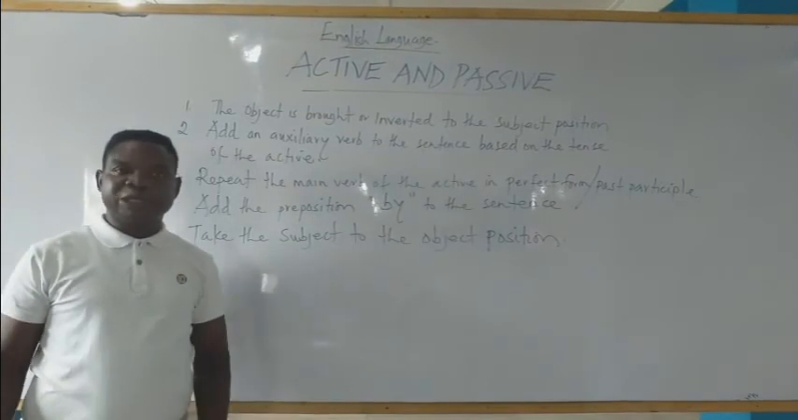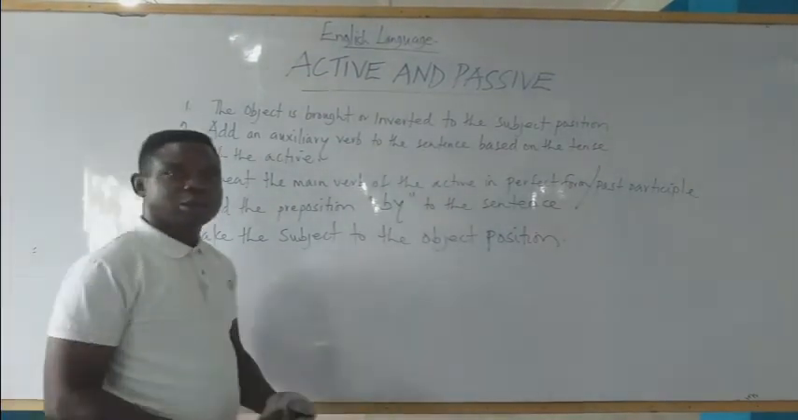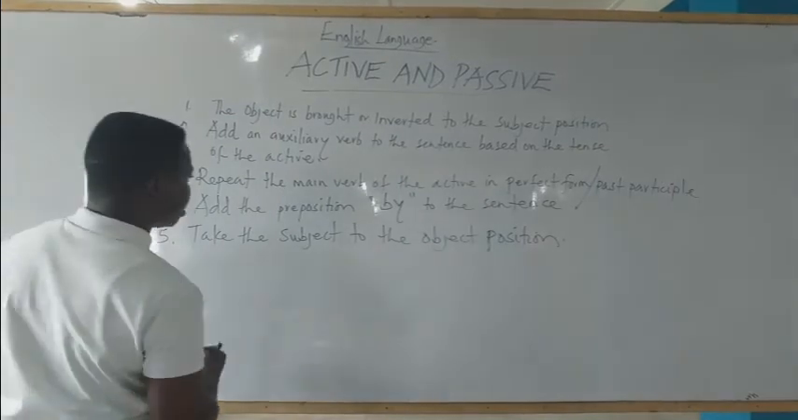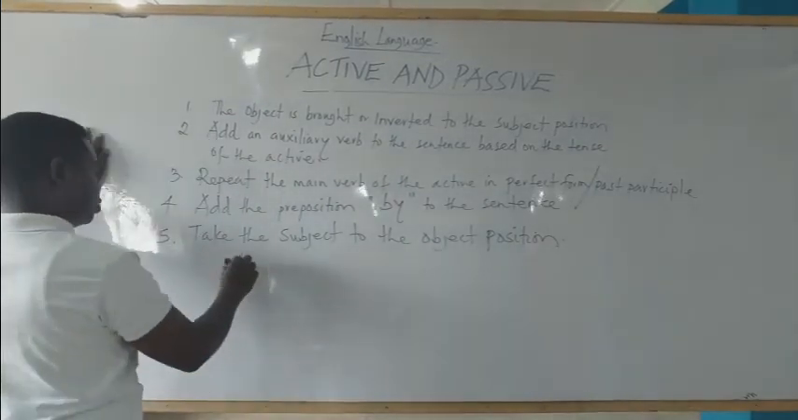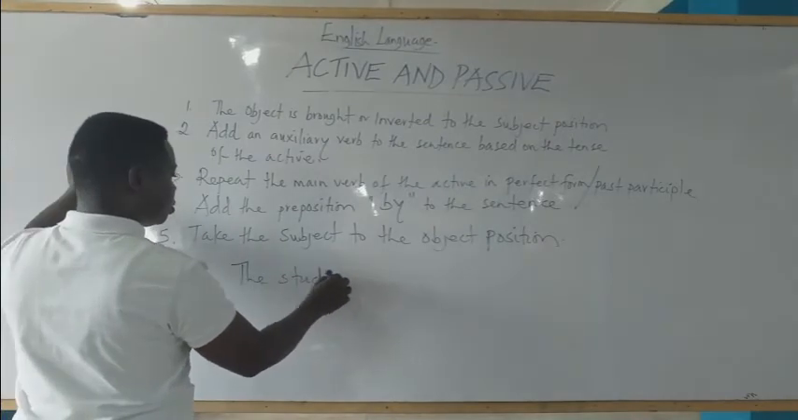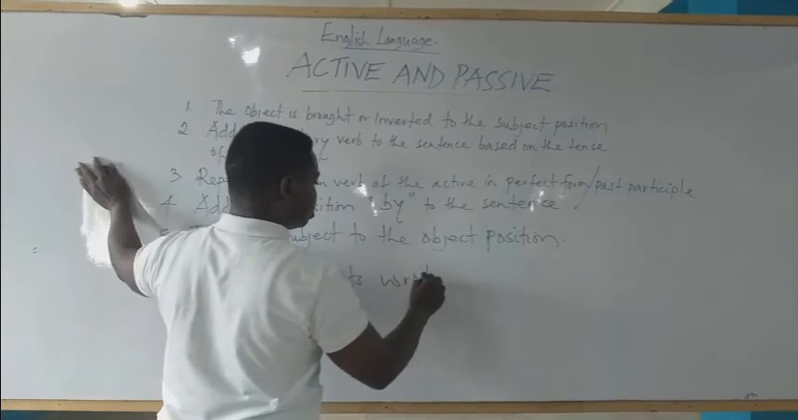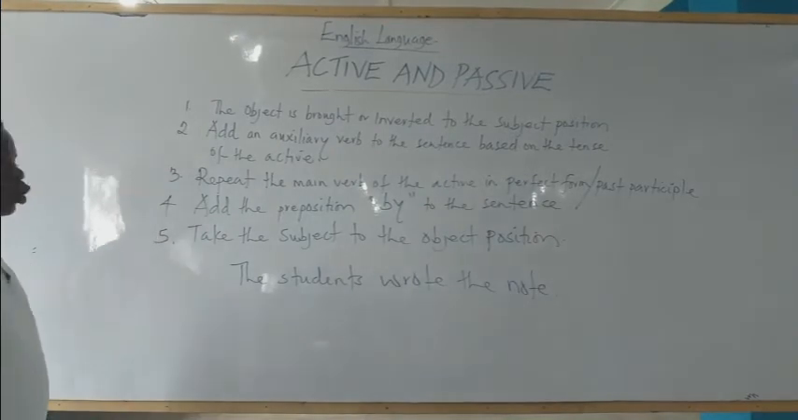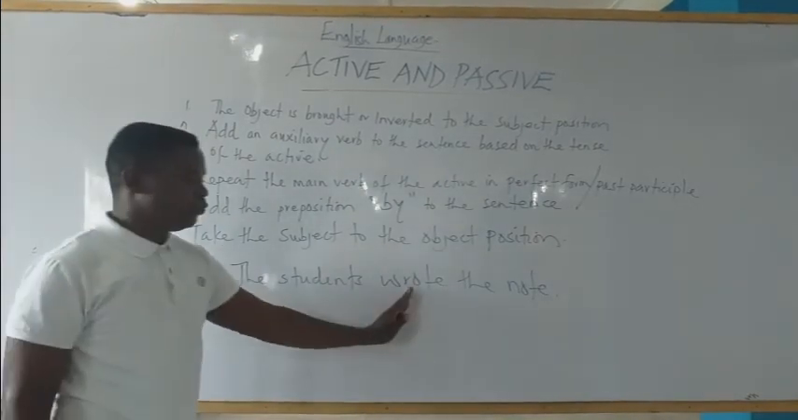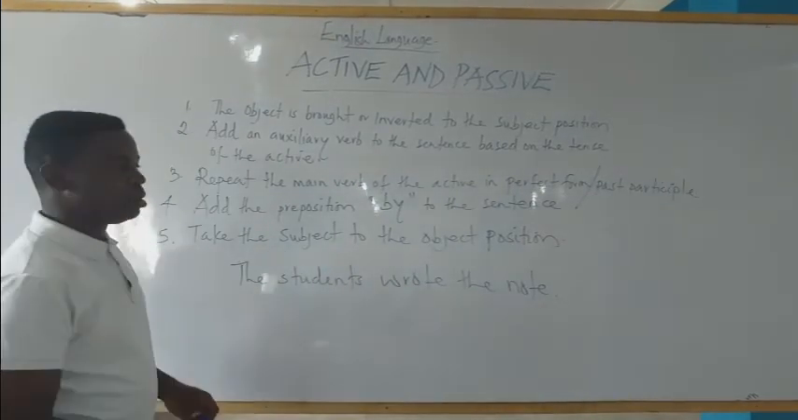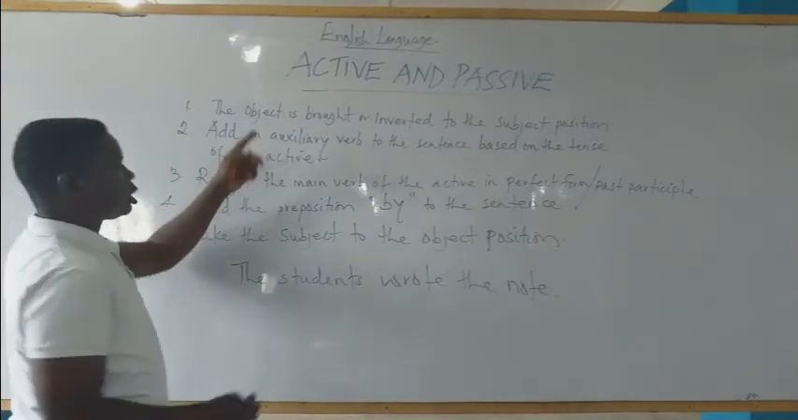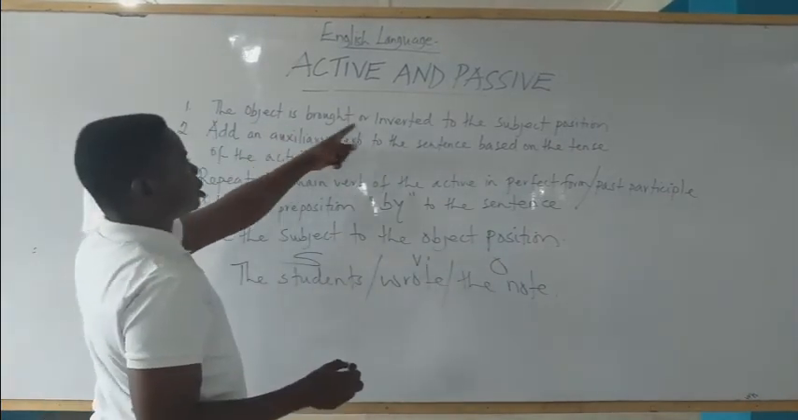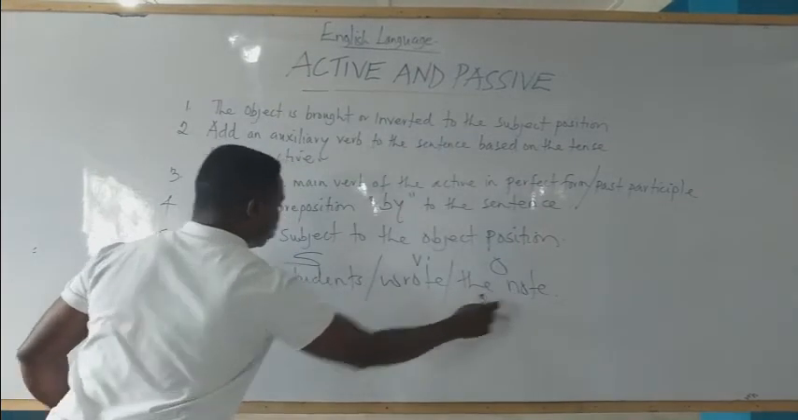Now, let's see these steps in a sentence to buttress the point. Let's see number one. Look at this now. If you have the students wrote the note, that's example one. The students wrote the note. This is active: subject, verb, object. But this active can be changed to what? To passive. How? This is the subject, this is the verb, this is the object. So step one, take the object, the note, to the subject position.